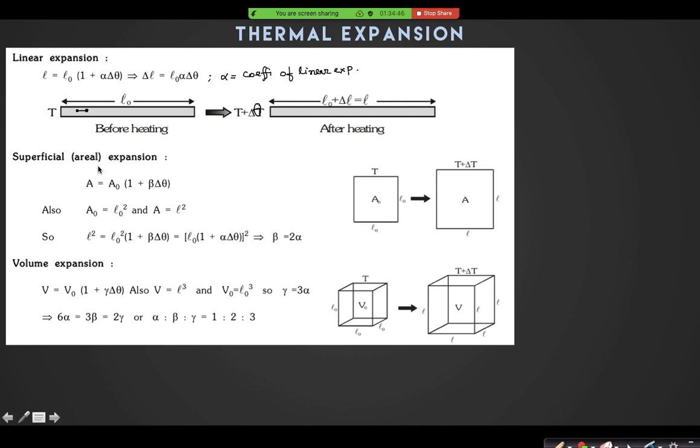Similarly, let us consider the superficial or areal expansion. Suppose this is a square plate, side length L naught is given, right? And if I heat it by temperature delta theta, then each length is increased to L naught into 1 plus alpha delta theta.